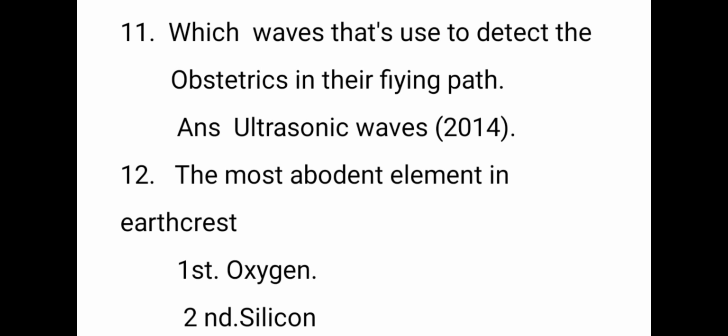The next question. Which waves are used to detect obstacles in their flying path? Ultrasonic waves. Bats use ultrasonic waves. These can travel in the dark night also, without obstruction by any substance. They can divert the way of traveling.